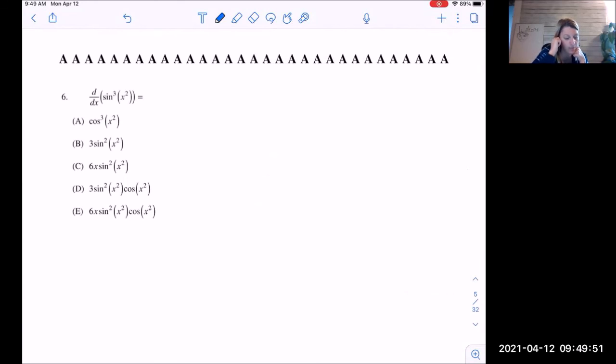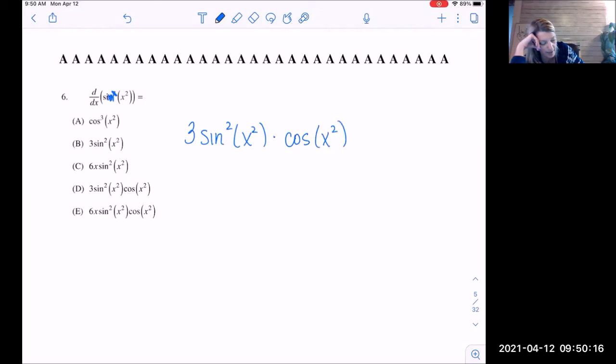Here's a big chain rule. So the outermost part is the cube, so that's 3 sine squared of x squared. So you did that part of the chain. Now the sine, and so the derivative of that is cosine, leaving the inside. So you did that. And then the inside, so 2x. So that's 6x sine squared, that one.